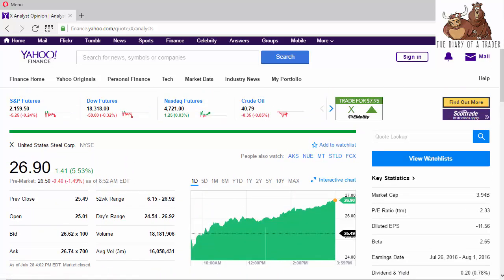But knowing the estimates gives you the opportunity to at least know where a stock, in the opinion of professional analysts, is going to be going over the next several quarters. Now, Yahoo Finance isn't the only place that you can find this, but it's by far one of the easiest.